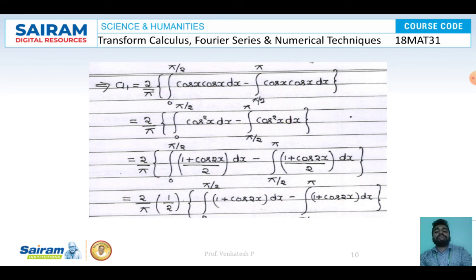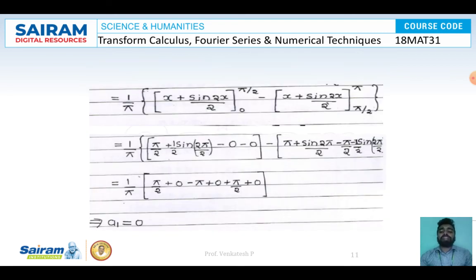So before integration, I'll be replacing cos square as (1 plus cos 2x) by 2. So we got 2 by pi [integral 0 to pi by 2 (1 plus cos 2x) by 2 dx minus integral pi by 2 to pi (1 plus cos 2x) by 2 dx]. That 1 by 2 I will take outside. We got 2 by pi into 1 by 2 [integral 0 to pi by 2 (1 plus cos 2x) dx minus integral pi by 2 to pi (1 plus cos 2x) dx].